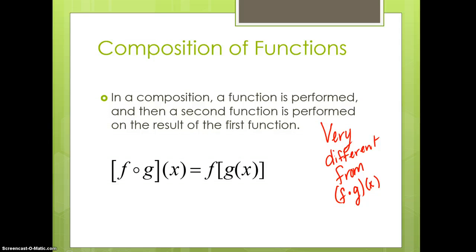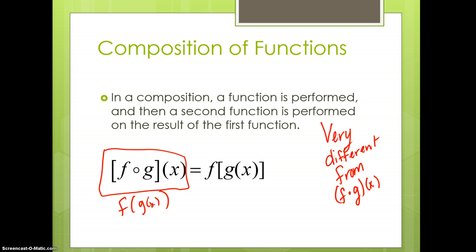The next type that we're going to look at is composition of functions. So what happens in a composition is a function is performed, and then a second function is done on top of it. So this is what they would ask you to find. Using that, this would be our first step. On the bottom would be, the reason we write it like this is because we know what the g of x function is. So we're going to replace g of x with a function.